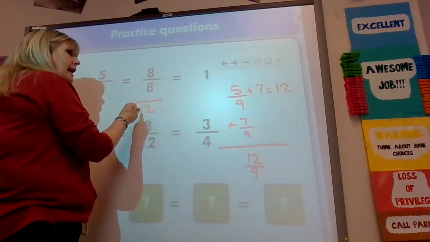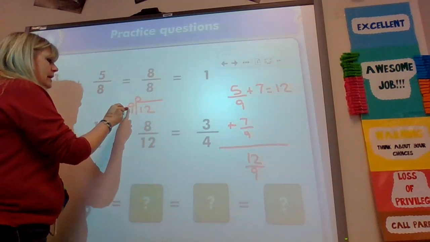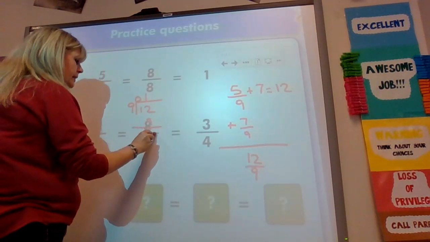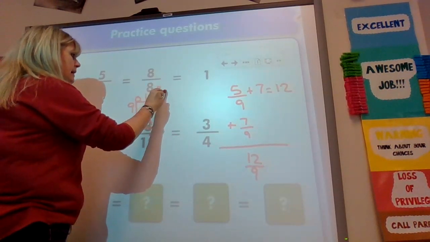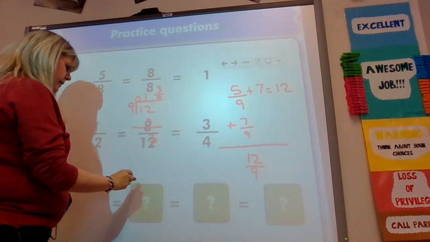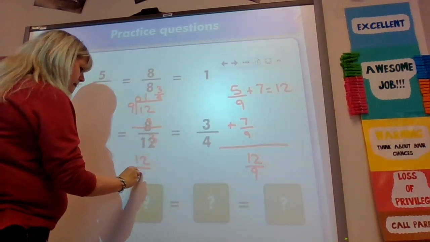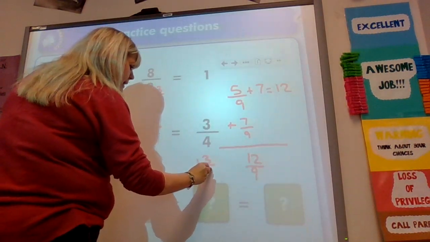Remember, I cannot divide into 1. I put a 0 up there to hold my place. So 9 divided into 12, one time, subtract, and you should have 3/9. So this answer was 12/9. This answer became 1 3/9.